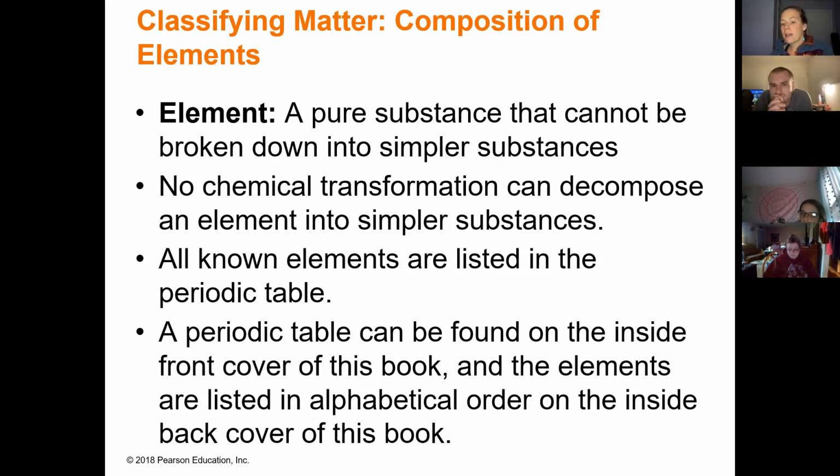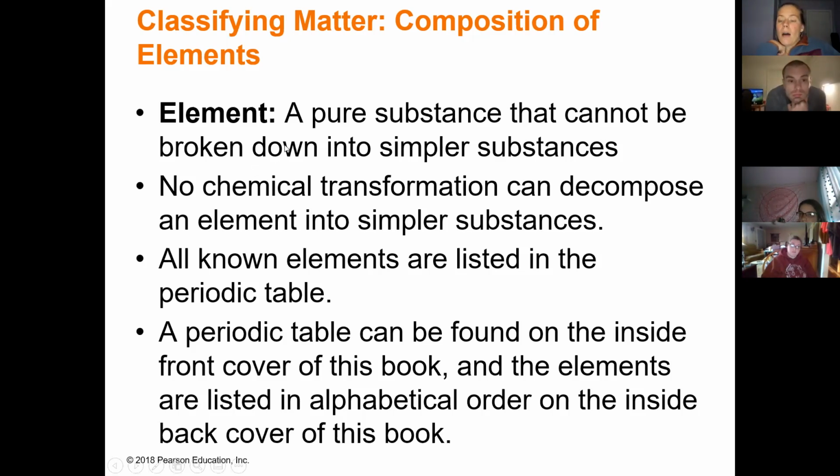No chemical transformation can decompose an element into simpler substances. What are the elements? There's about 118 of them, 120, depending on what periodic chart you're looking at. You look at a periodic chart, all those things are examples of elements. Lithium, hydrogen, carbon, oxygen, sodium, all elements.